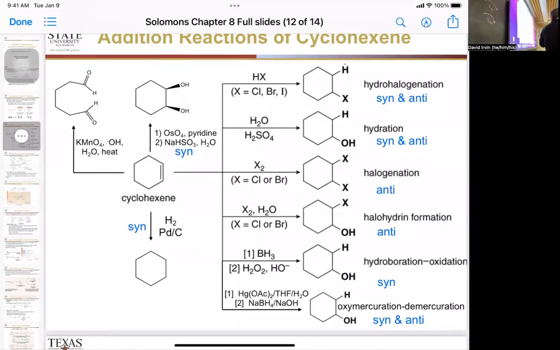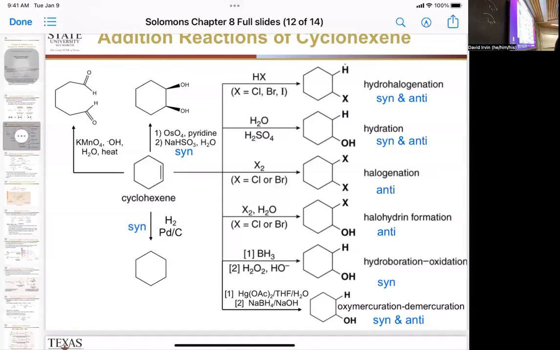In the hydroboration, we're going to add boron and the hydrogen across the same side of the bond, so it's syn addition, but then we oxidize off the boron to give us an OH group. In oxymercuration-demercuration, it's a slightly different mechanism, and it has different regioselectivity. So we have regioselectivity for the halohydrin reaction, we have regioselectivity for the hydroboration, and we have regioselectivity for the oxymercuration-demercuration.